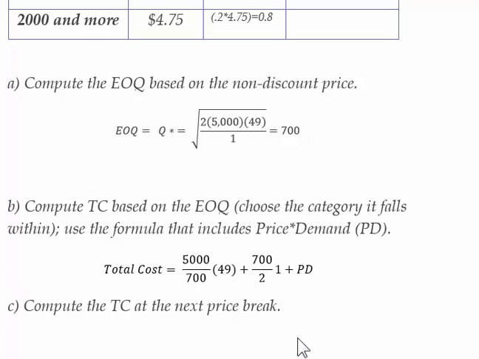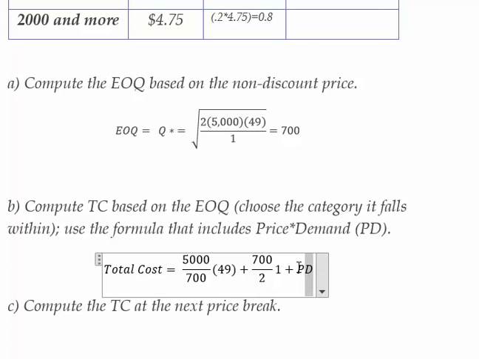So I went ahead and just plugged in the numbers like we had done before, but I stopped short of this PD. So I took the 5,000, the annual demand, I divided it by the EOQ and multiplied it times S. And then I added over here 700, which is the economic order quantity, divided by 2, so I have an average, and then I multiplied it times 1, because that's the holding cost. But we also have to do this part here, PD.